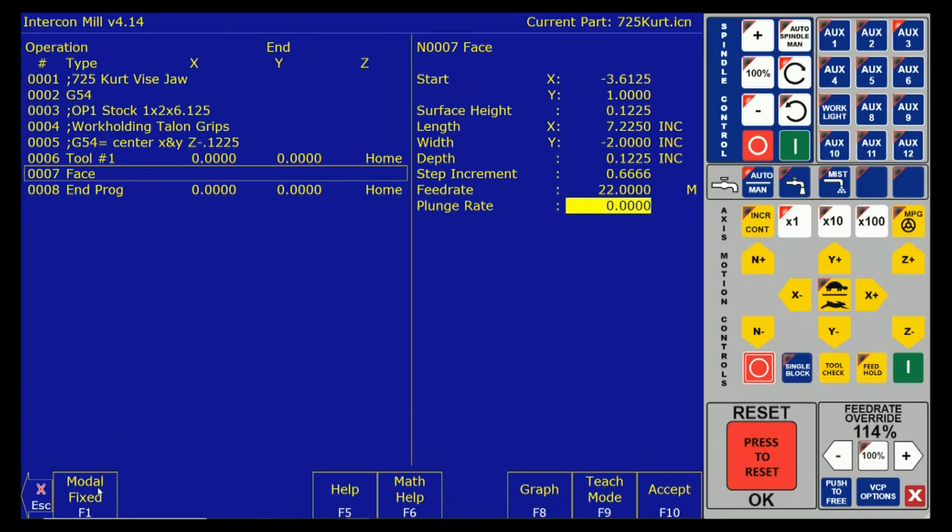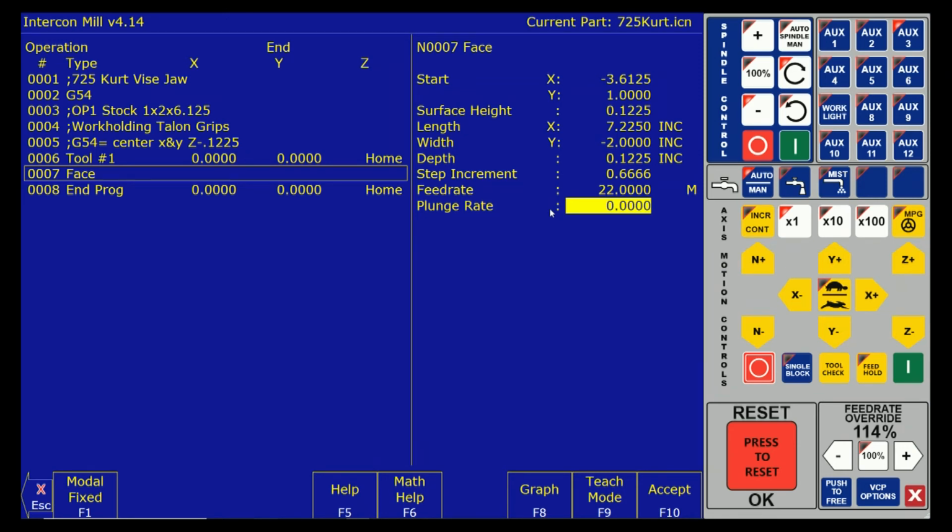Plunge rate is another, I think, weird thing, just like surface height is here. Surface height looks very vague. It doesn't tell you which axis it is, and plunge rate is very vague and doesn't give you an axis. And both of those vague lines are talking about the same thing. They're talking about Z. Surface height was talking about when my cutter is going to find stock. And plunge is going to program at what feed rate my cutter is going to feed in Z to get down to the cut depth.